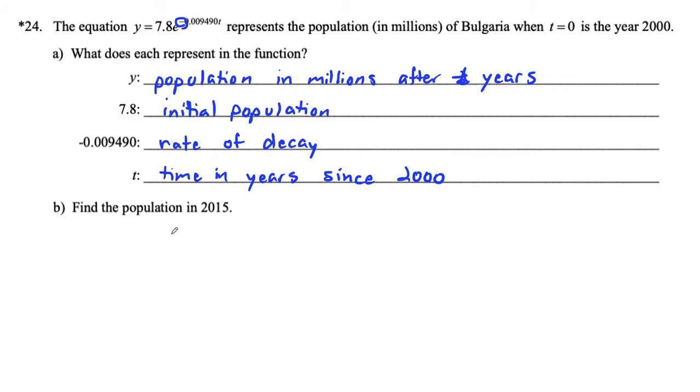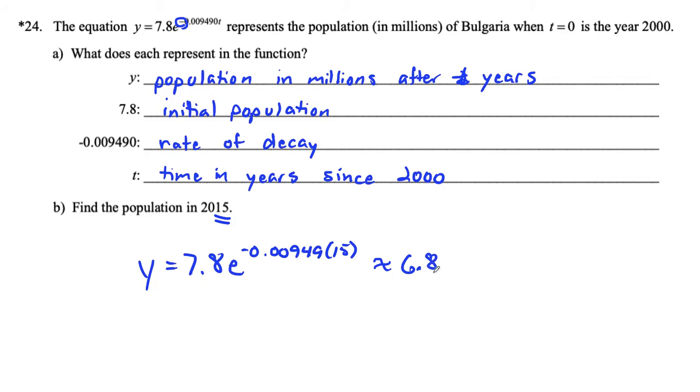All right. And then part B, find the population in 2015, right? We're going to use that formula and we're just going to plug in 15 for T. So we're going to end up with Y is equal to 7.8 e to the negative 0.00949 and multiply that by 15. And that will be approximately, when you type that into your calculator, 6.8.